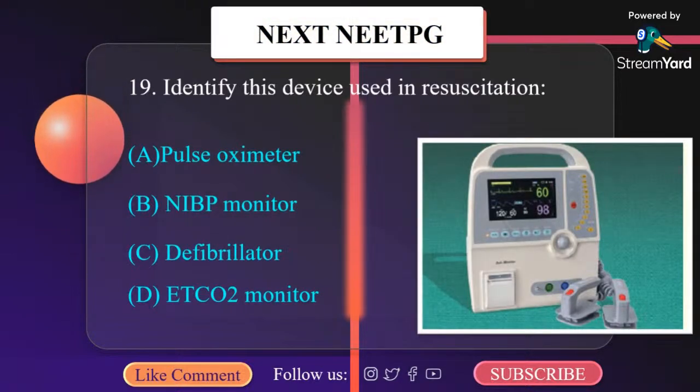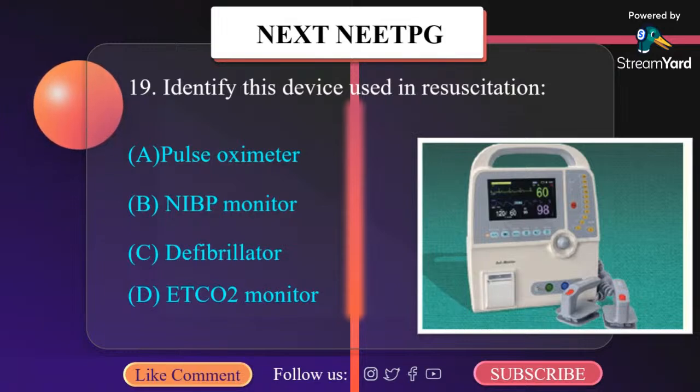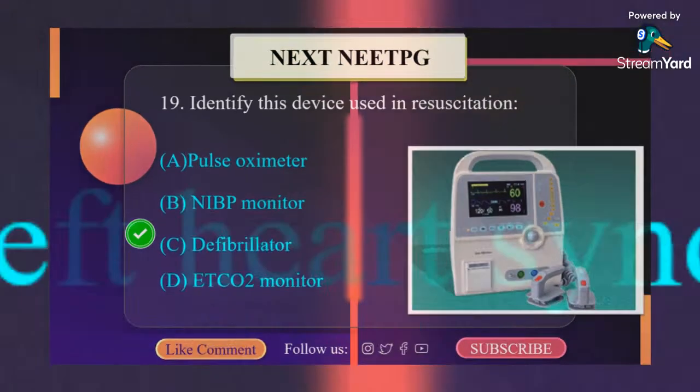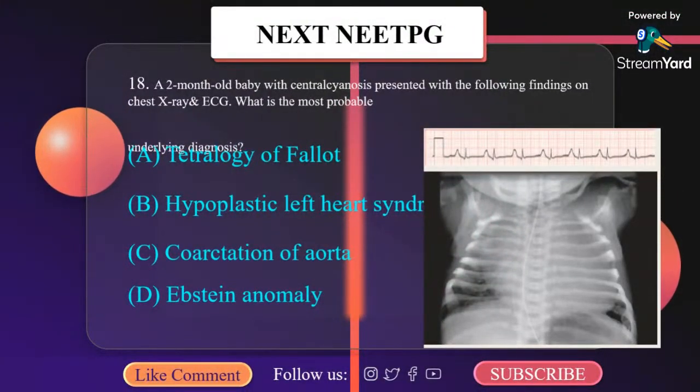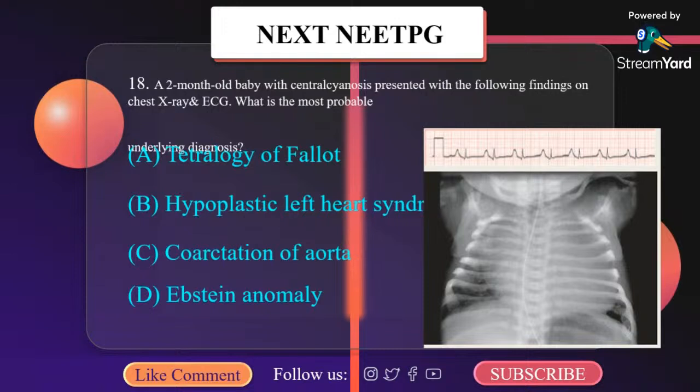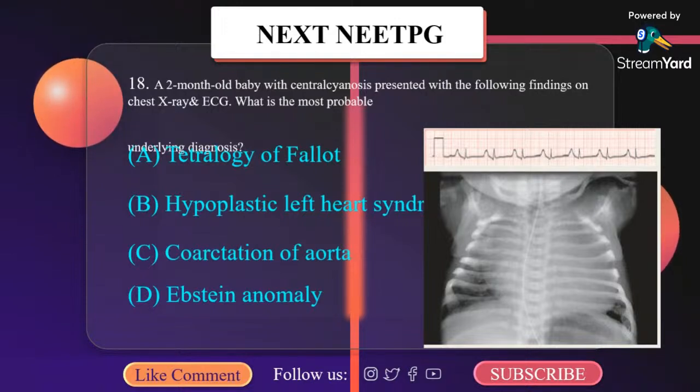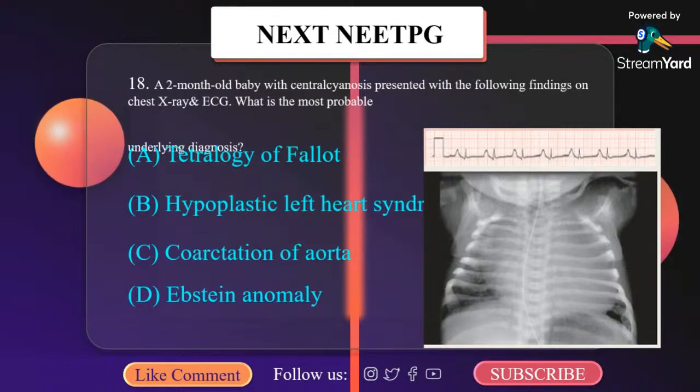Identify the device used in resuscitation. A. Pulse oximeter, B. NIBP monitor, C. Defibrillator, D. ETCO2 monitor. It is a defibrillator. A 2-month-old baby with central cyanosis presented with the following findings on chest X-ray and ECG. What is the most probable diagnosis? A. Tetralogy of Fallot, B. Hypoplastic left heart syndrome, C. Coarctation, D. Ebstein anomaly. It is Ebstein anomaly.